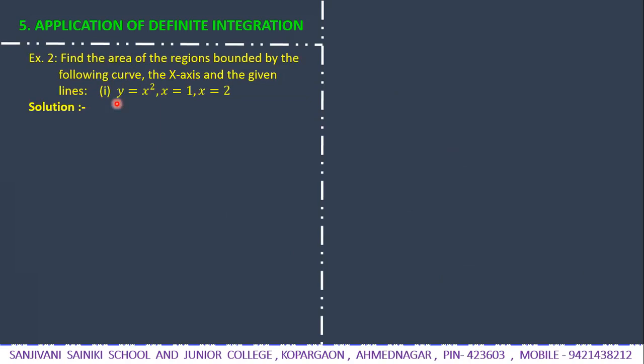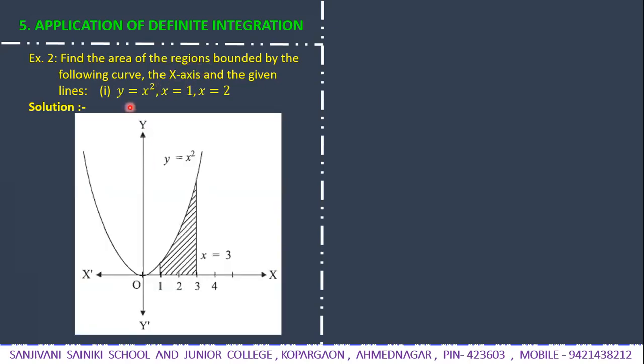The next example: the curve is y is equal to x square, the lines are x is equal to 1 and x is equal to 3, and this area is bounded by the x-axis. So y is equal to x square, that is x square is equal to y, is a parabola opening towards the positive direction of the y-axis. The limits are given, x is equal to 1 to x is equal to 3. So this is the curve. Again, since this area is bounded by the x-axis, you have to use the formula, integration from x is equal to a to x is equal to b of y dx. So 1 to 3 y dx.